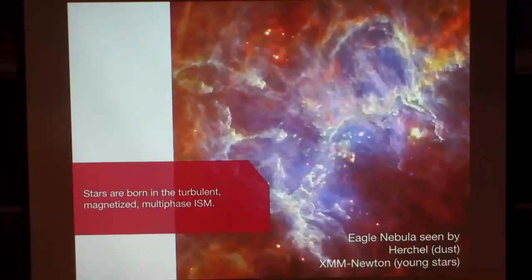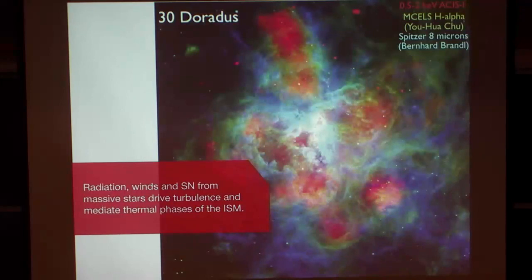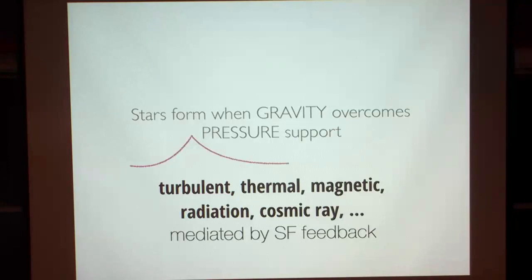But it turns out it's very difficult because these stars are born in a very turbulent, magnetized and multi-phase interstellar medium. It's not just simple collapse. So this is very difficult. And there are lots of feedback processes we may want to consider from these stars that mediate all this turbulence and the thermal pressure to the interstellar medium. So this subject is star formation including all these different pressure support terms, mainly mediated by this star formation feedback.